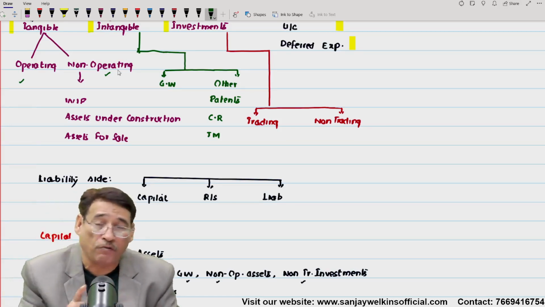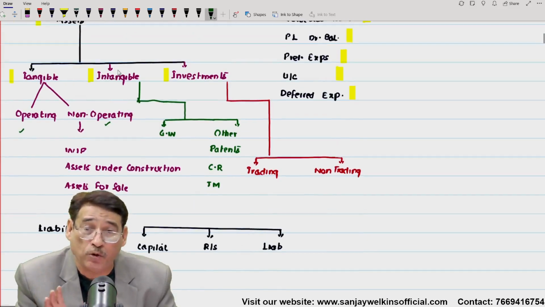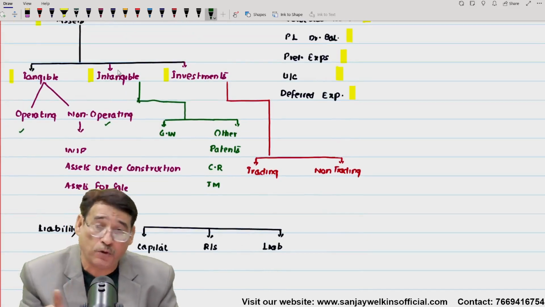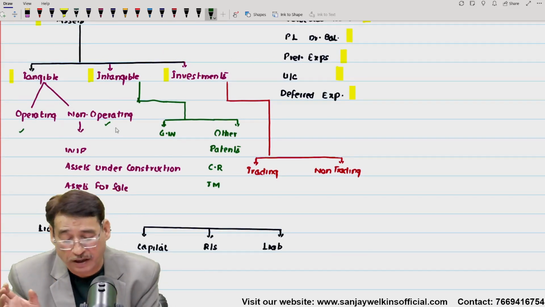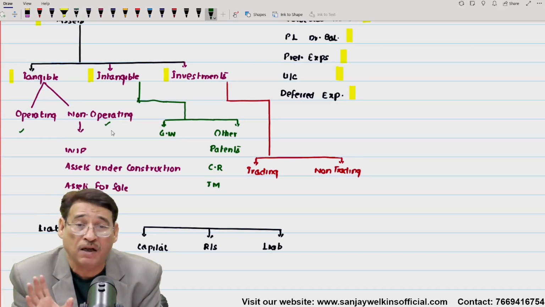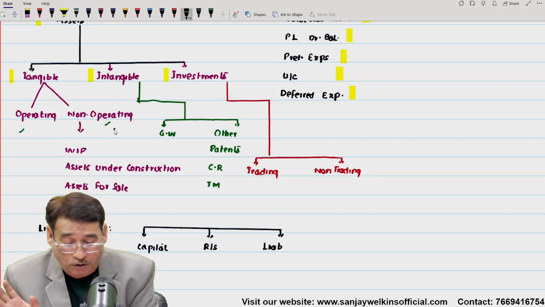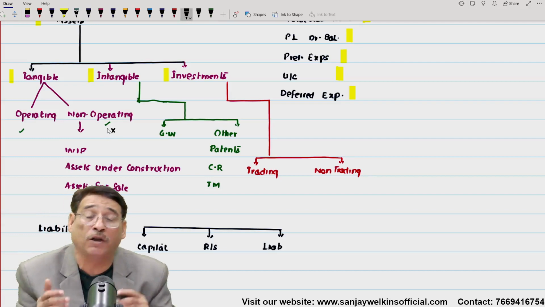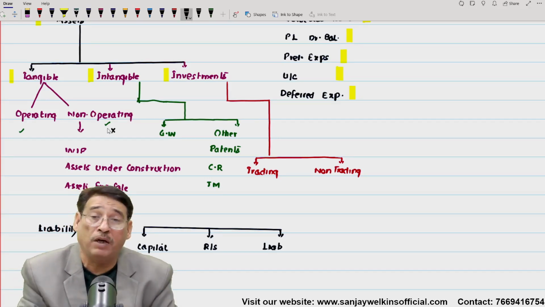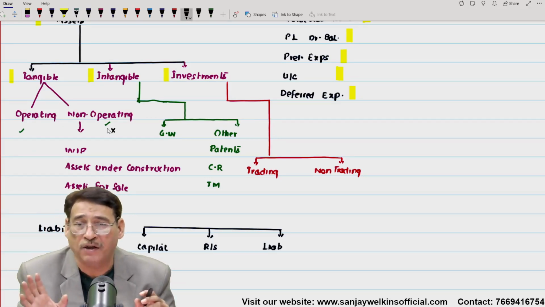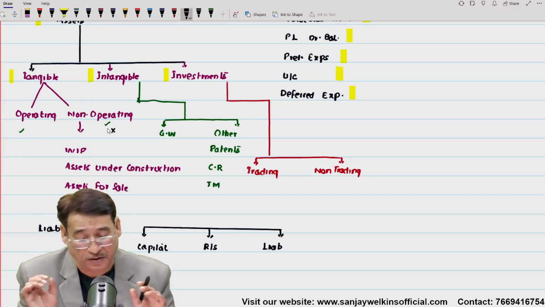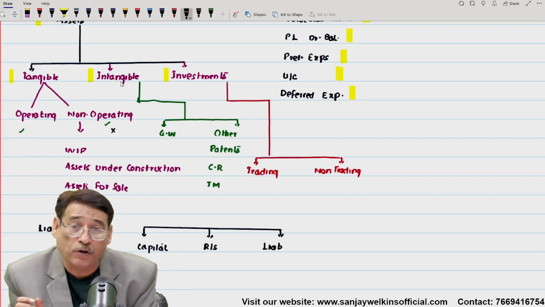And later on, we will see that in order to compute the capital employed for the purpose of goodwill, we will never ever take non-operating assets. That means in order to compute the capital employed for the purpose of goodwill, we are going to ignore non-operating assets. Is it clear to you or not? Yes, sir.